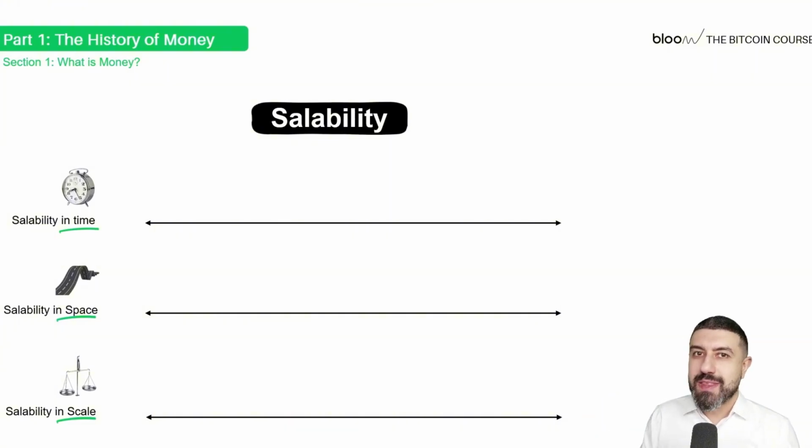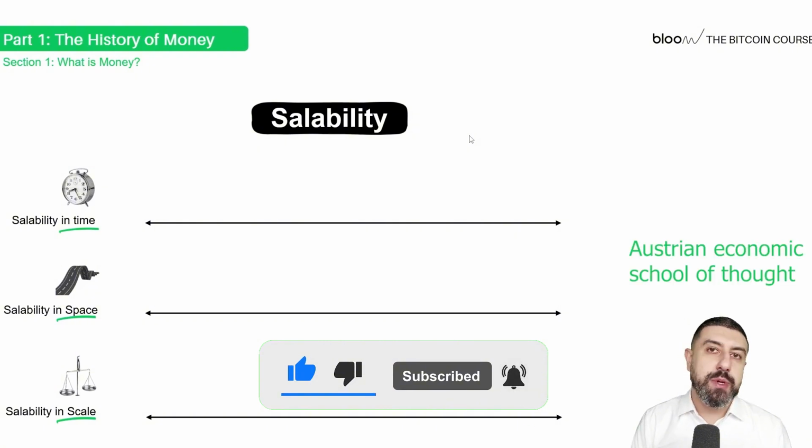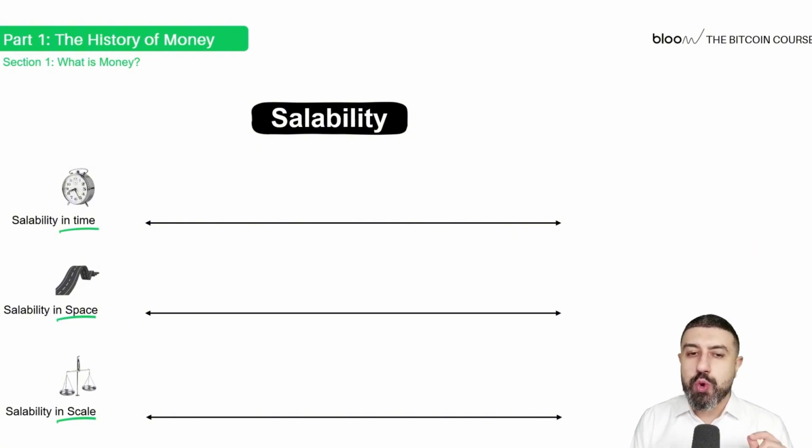It's the money that moves the best in time, in space, and in scale. If that's what I'm trying to solve for, then I would want the money that's best at doing those. So let me explain. Here we're going to be looking at a concept called salability. This concept comes from the economic school of thought. And it's a concept we're often going to be coming back to throughout this course. So it's important that we explain it correctly here.